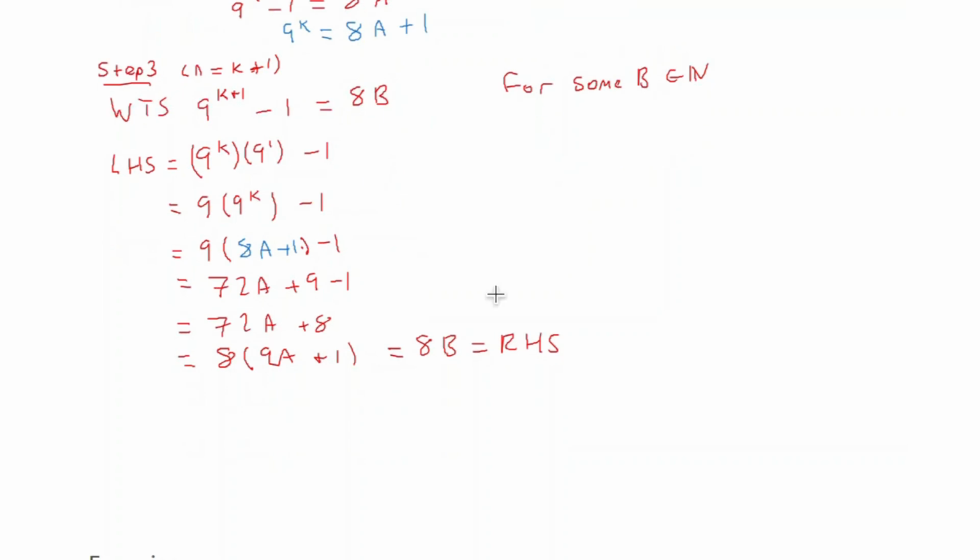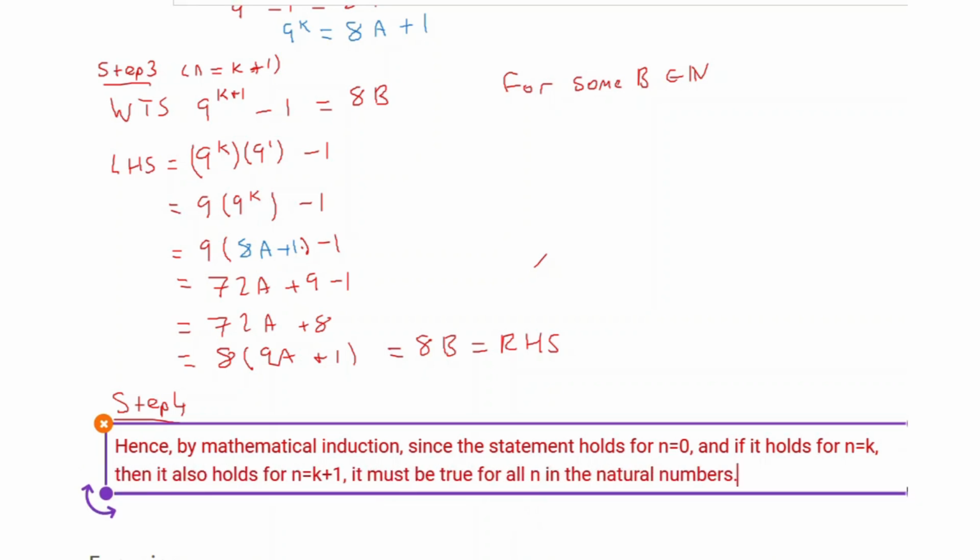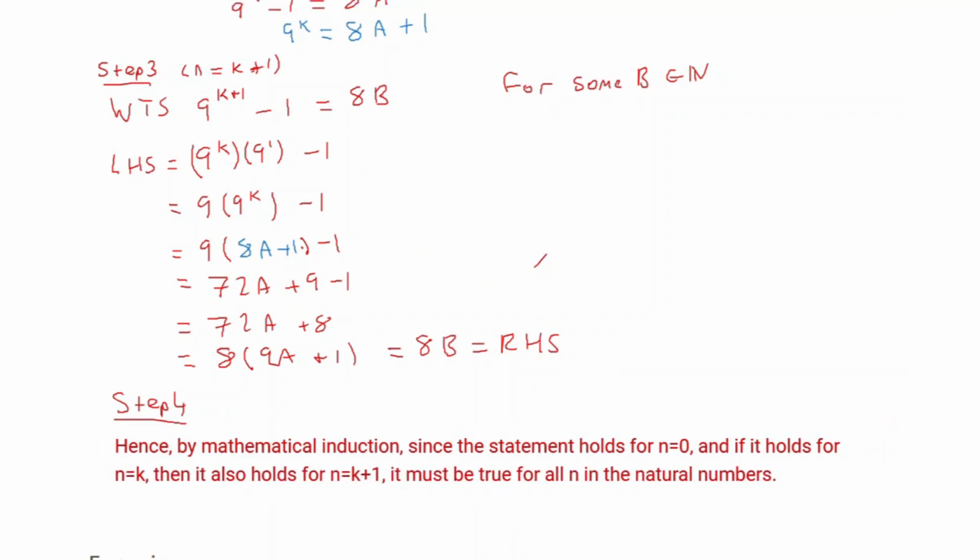We finish with step 4, which is our conclusion. And as always, our conclusion states that by mathematical induction, the statement always holds because it's true when n is equal to 0, and it's also true for n equals k plus 1 if it is true for n equals k.